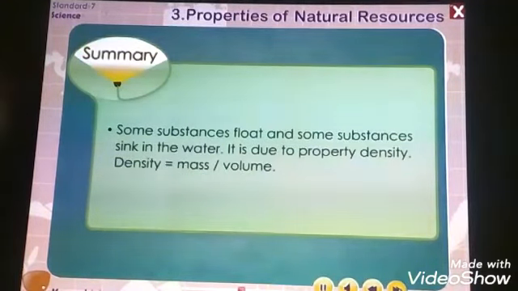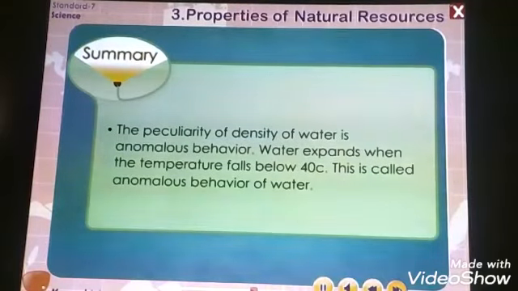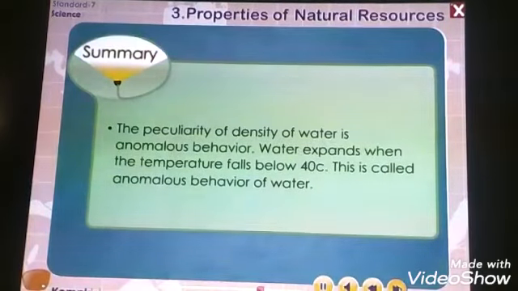Some substances float and some substances sink in water. It is due to the property of density. Density is equal to mass per volume. The peculiarity of the density of water is its anomalous behavior. Water expands when the temperature falls below 4 degrees centigrade. This is called the anomalous behavior of water.